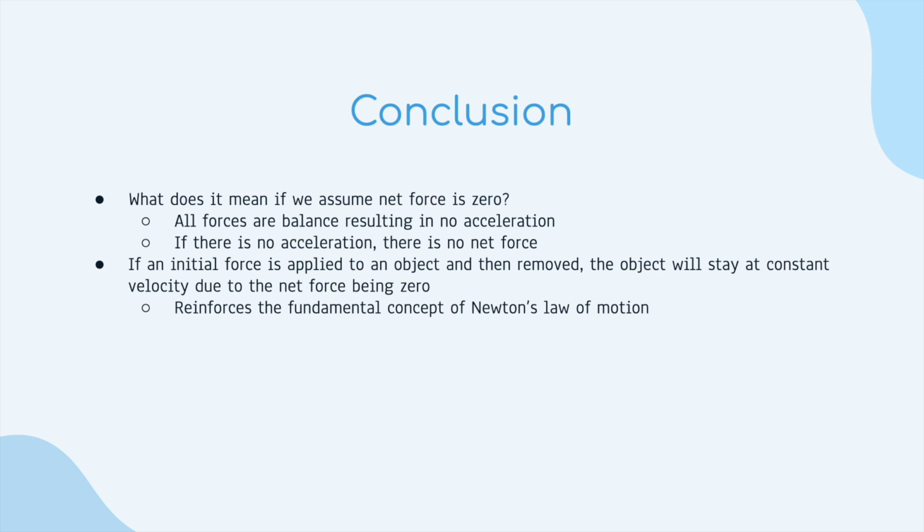So what does it mean if we assume that net force is zero? This means that all forces are balanced, resulting in no acceleration. That means the net force is equal to zero, and if there's no acceleration, there is no net force. If an initial force is applied to an object and then removed, the object will stay at a constant velocity due to the net force being zero, which goes back to reinforcing the fundamental concept of Newton's laws of motion.